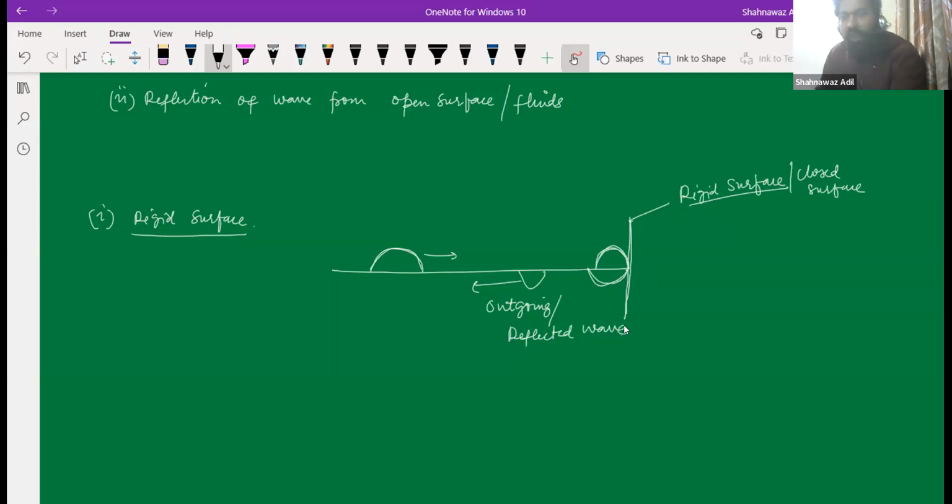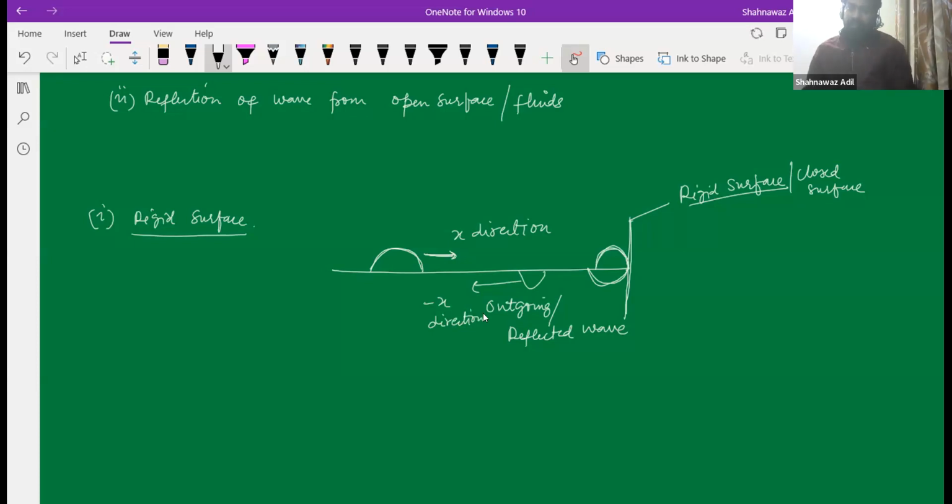Right? So one thing that you are seeing is the propagation. So this is propagating in, let's say, x direction. So the reflected wave will propagate in what direction? So this is the opposite direction. So reflected wave will propagate in minus x direction. Clear?